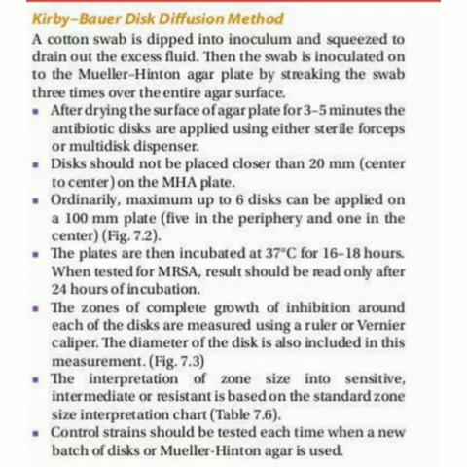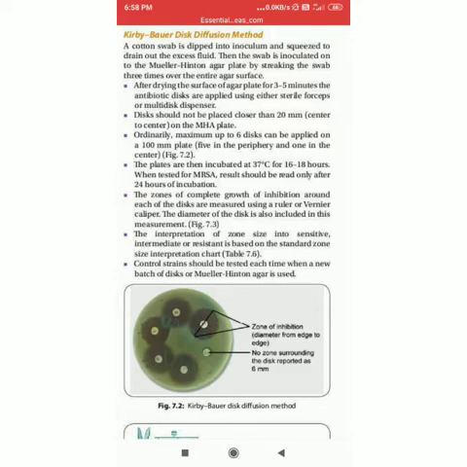The plates are then incubated at normal body temperature, or 37 degrees Celsius, for about 16 to 18 hours. Then the zones of complete growth inhibition around each of the discs are measured using a vernier caliper or a ruler, and the disc diameter is included in the measurement. Now each of the zones we interpret into three categories: sensitive, intermediate or resistant. This is the image of the Kirby-Bauer disc diffusion method, and this is the arrangement. Here you can see the discs are arranged in the periphery and the zones of inhibition are marked.